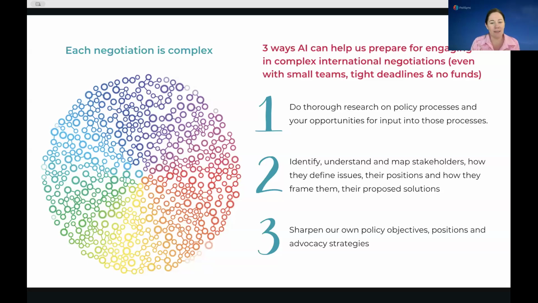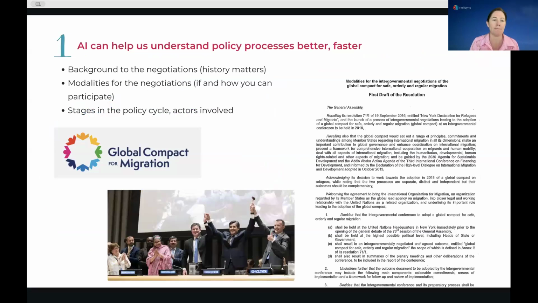Second, it can help us identify, understand, and map stakeholders and go further than just saying who the actors involved are, looking at how they're defining issues, what their positions are, how they frame the issues, and what their proposed solutions are. Third, AI can help us sharpen our own policy objectives and get narrow so that we can be really specific in what we want to achieve, and also our advocacy positions and messaging, and the advocacy strategies for how we can reach our target audience.